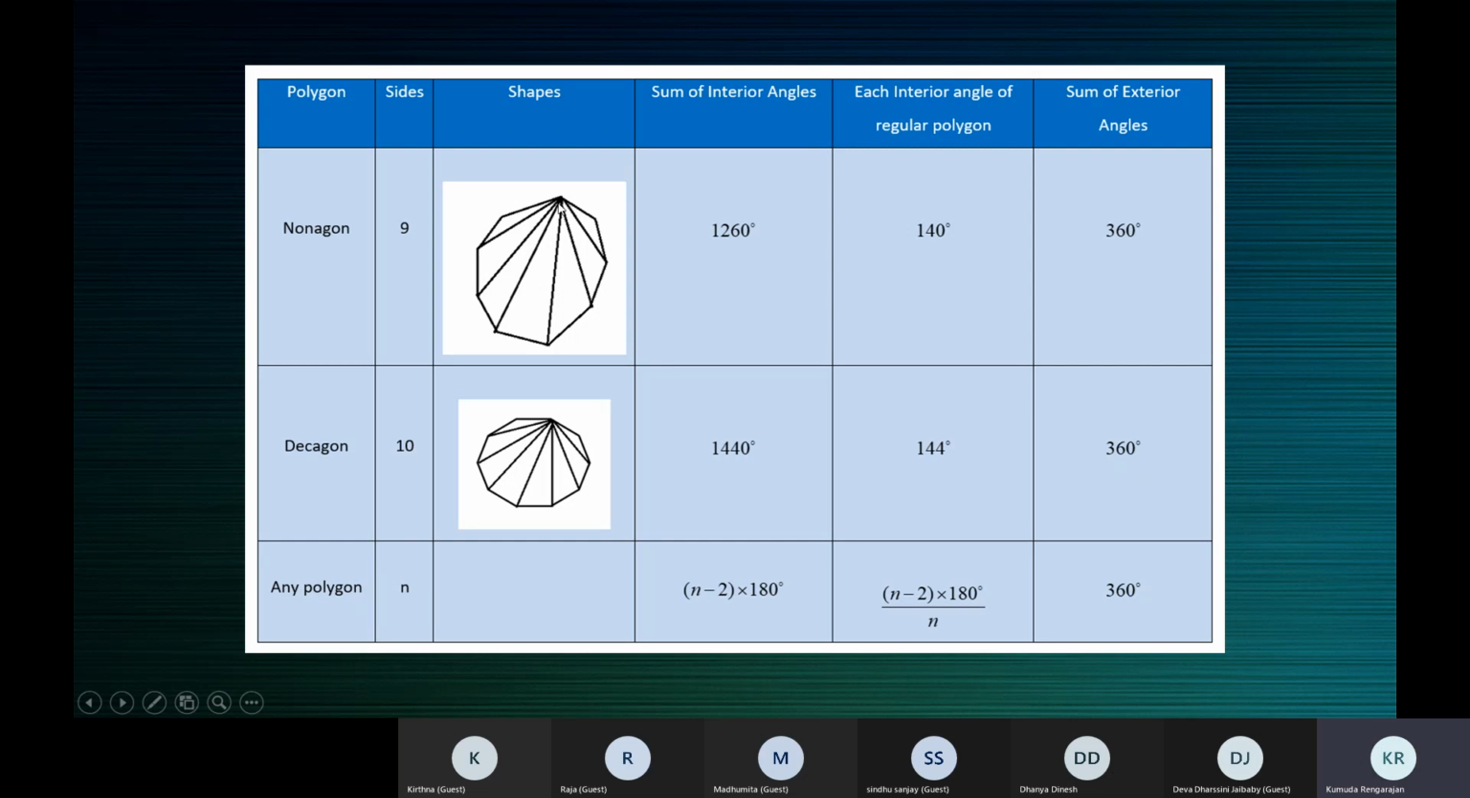So here also, what you see is a nonagon. 1, 2, 3, 4, 5, 6, 7, 8, 9 sides. This is a nonagon.